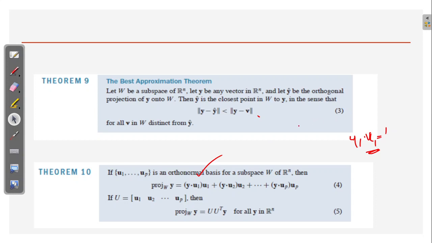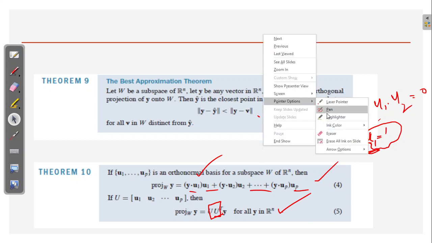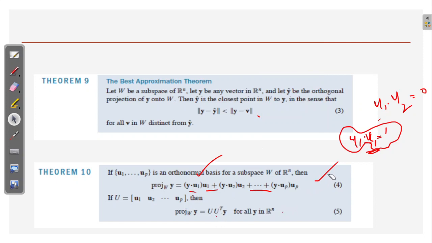Orthogonal basis means u1 dot u1 is itself a value, and u1 dot u2 will be equal to 0 for an orthogonal basis. So that modification will be there, and you will get this formula. We represent u1, u2, u3, etc. as a matrix. In matrix form, you will get u into u transpose y. That is the formula you have to always remember.